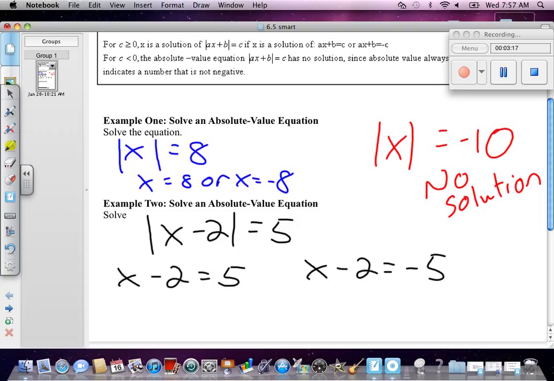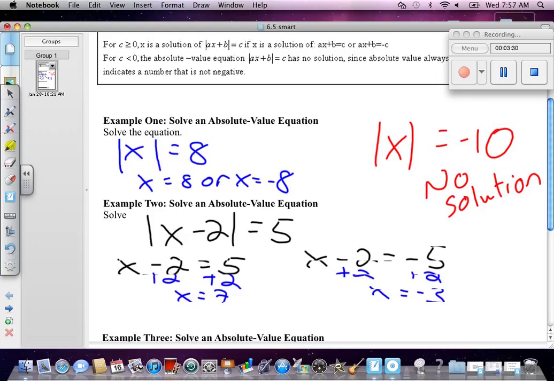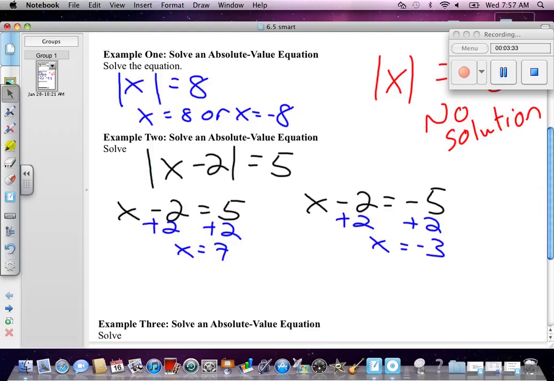Okay, so we're going to solve for both of these. We're going to add 2 to both sides. So x equals 7. We're going to add 2 to both sides. x equals -3. Let's check these answers this one time to make sure they work. I won't make you check them every time. Okay, so if we have the absolute value of 7 minus 2 equals 5, 7 minus 2 is 5, and the absolute value of 5 is 5. So that works out just perfectly.